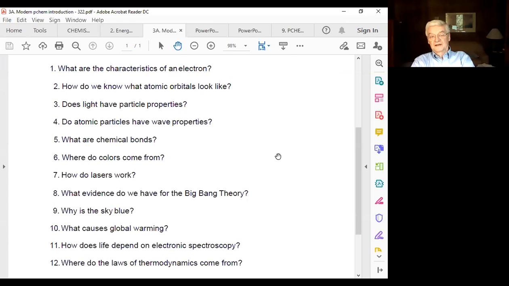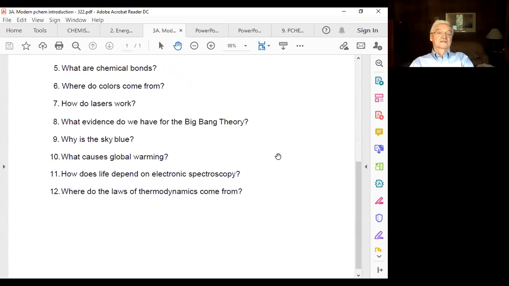Number 10, what causes global warming? Unfortunately, this is sometimes a political issue, but it shouldn't be. Just understanding the nature of the absorption of light by molecules can help us understand where global warming and the greenhouse effect comes from.